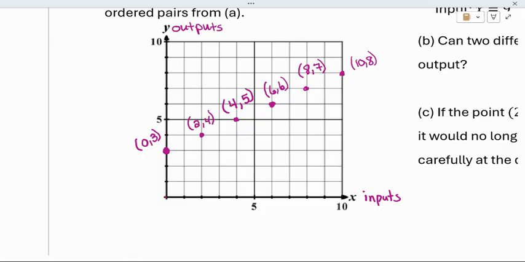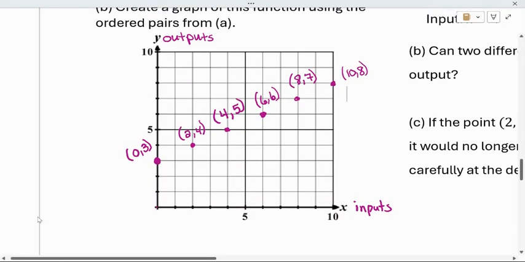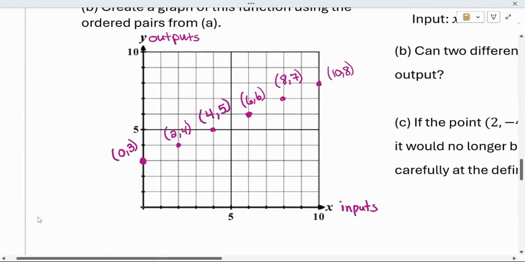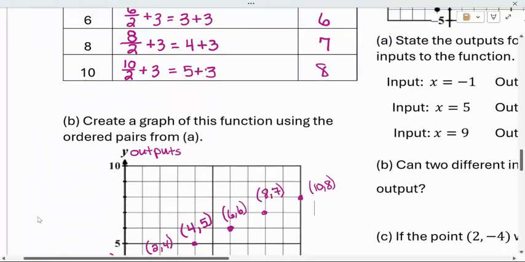How do we feel about that? We just plotted points, right? Everybody knows how to plot ordered pairs on a graph. Yes? Okay. Raise your hand if you need more time. All right, let's go to our next example.